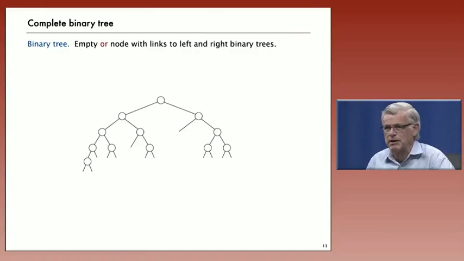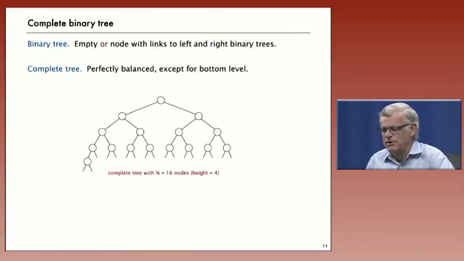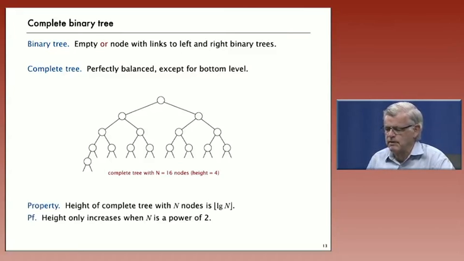So that's an example of a binary tree. A complete binary tree is one that's perfectly balanced except possibly for the bottom level. So there might be a few nodes on the bottom level and one level lower than the bottom level, but otherwise all the levels are full. And we'll see how that looks in just a second.